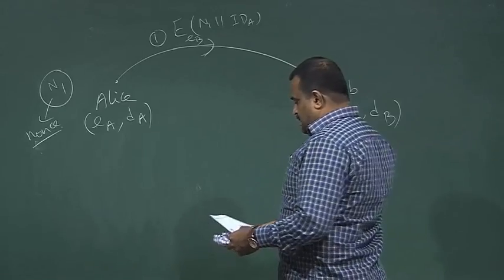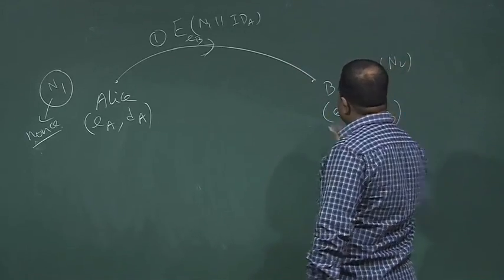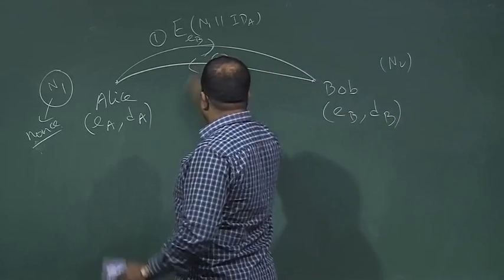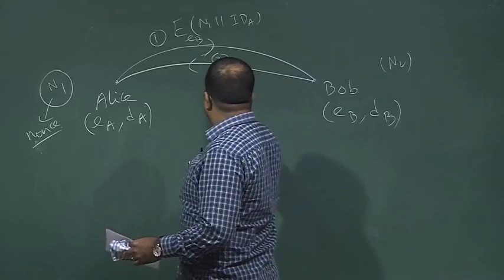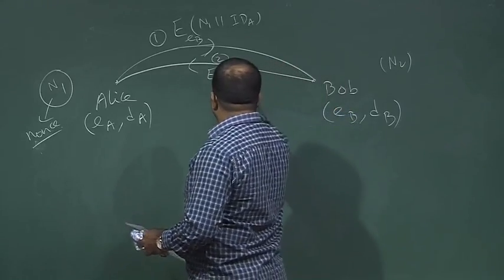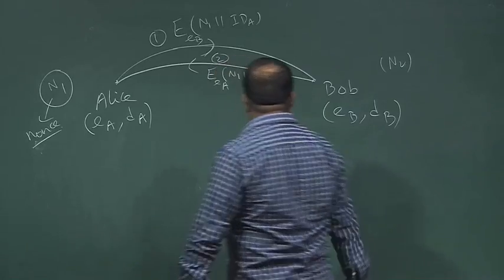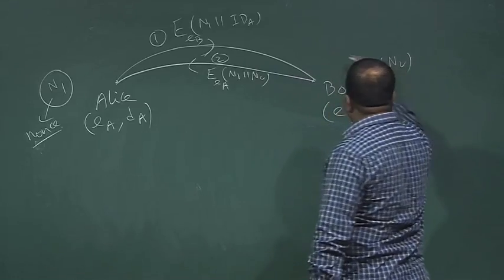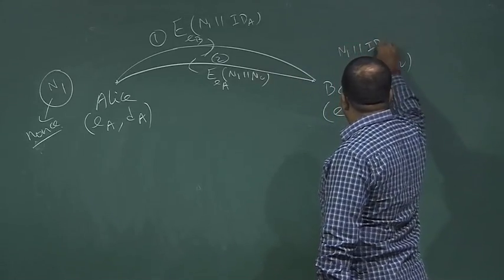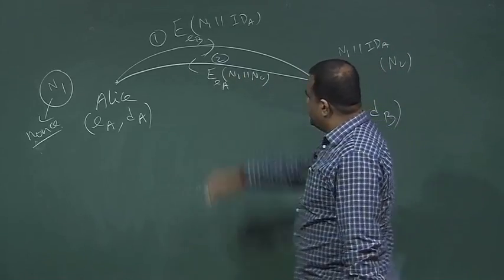Now, Bob is choosing another nonce N2, and this is number 2. So, what is Bob doing? Bob is encrypting this nonce N1 and N2 using Alice's public key. After receiving the first message, Bob can decrypt this, because Bob has Bob's secret key. So, Bob is choosing N2 and sending it to Alice.